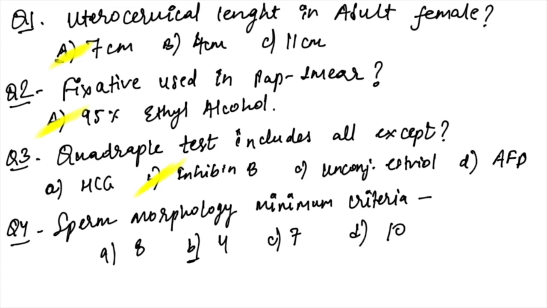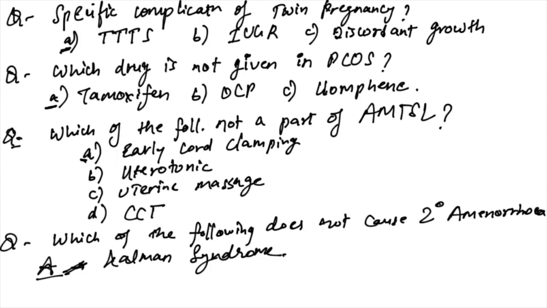Now minimum criteria for the sperm morphology, so answer is 4. Now specific complication of twin pregnancy is twin transfusion syndrome, not IUGR, not discordant growth. Which drug is not given in the PCOS? So tamoxifen is not given in PCOS.